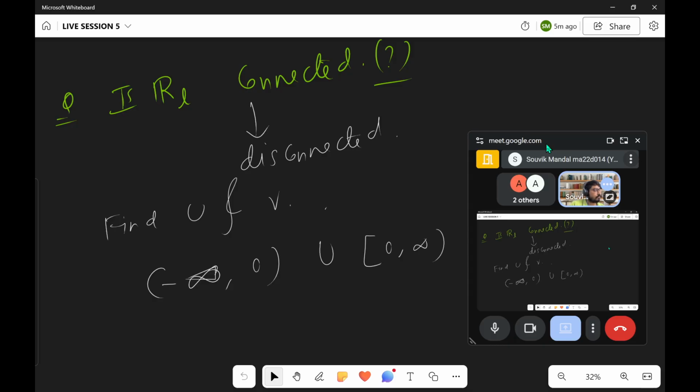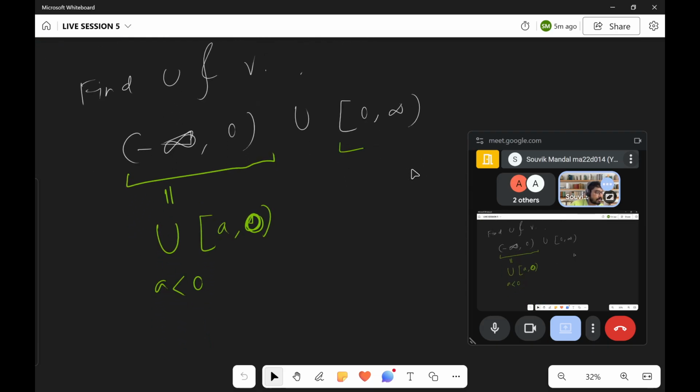See, the point is, this minus infinity to 0 can be written as the union of intervals [a, 0) with a less than 0, and each interval [a, 0) is open, correct. And the right side, [0, infinity), can be written as the union of [0, b) with b greater than 0, and each of these is an open set. So that's why minus infinity to 0 and [0, infinity) are both open in the lower limit topology.